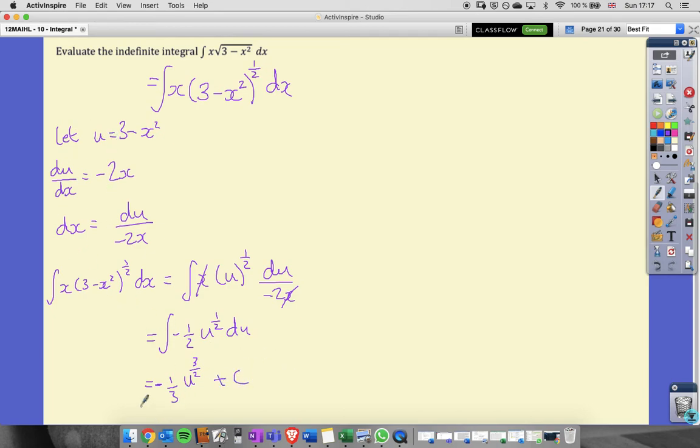And the final step is substitute back in. Undo that u substitution. Oops, 3 over 2 plus c.